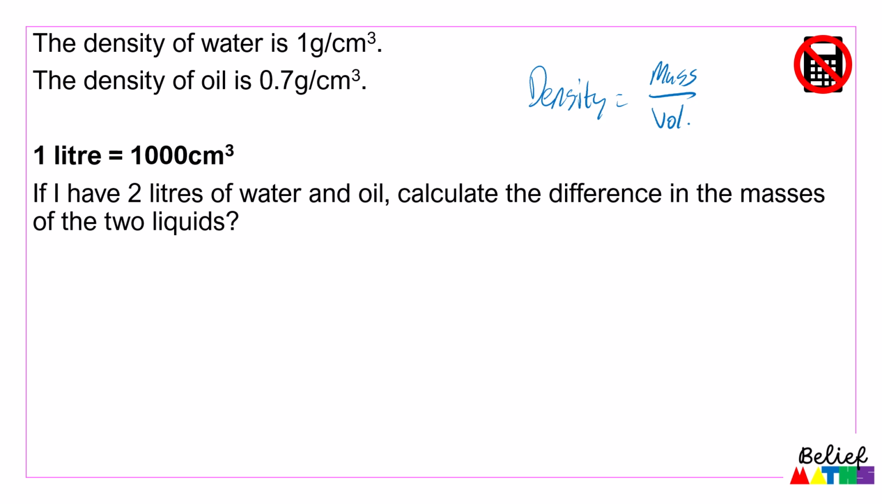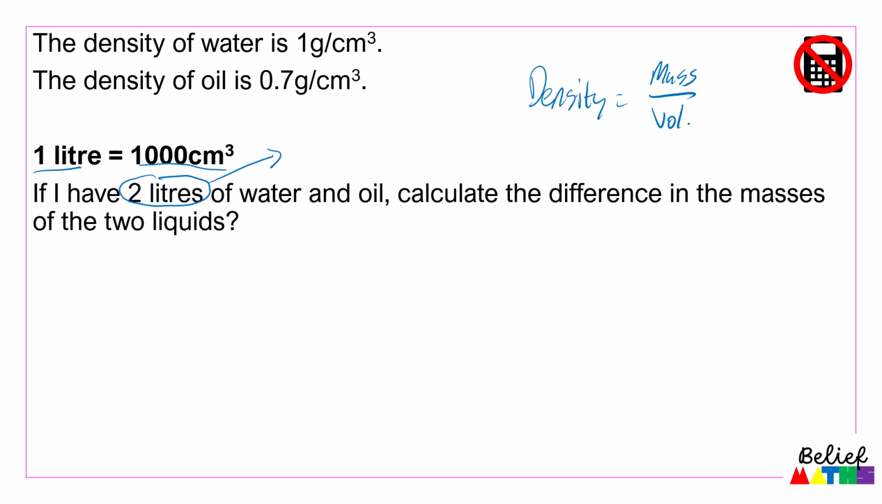So we're given the density of water and of oil, and we're told that if we have 2 liters of water and oil, calculate the difference in the masses of the two liquids. And then we're also given this conversion of 1 liter equals 1,000 centimeters cubed. So first of all, we're going to take these 2 liters and convert those into centimeters cubed, because that's the units we need to use for volume when we're given the density.